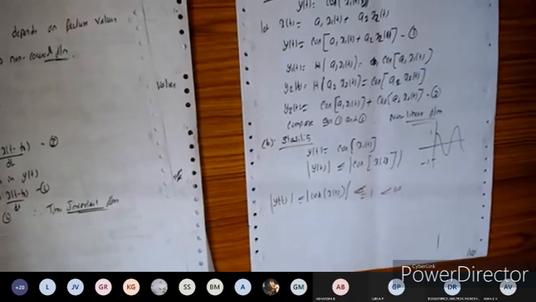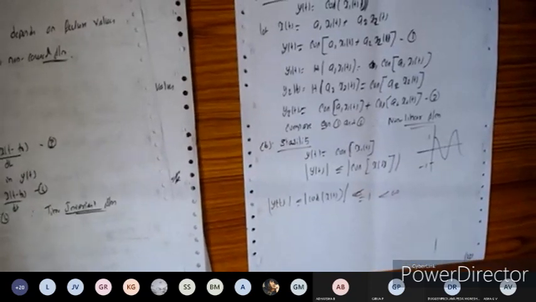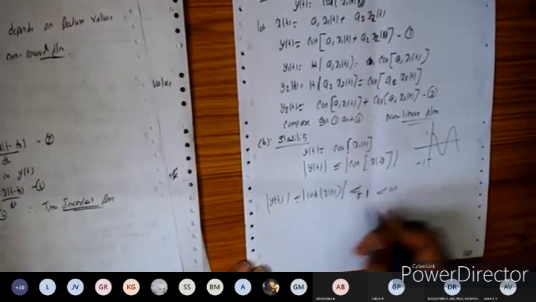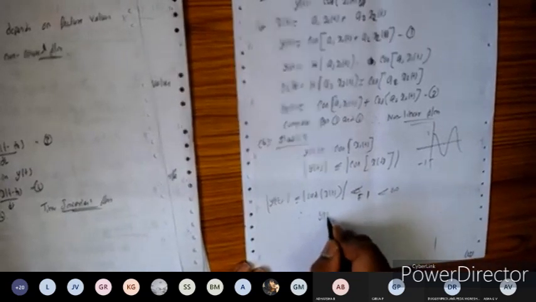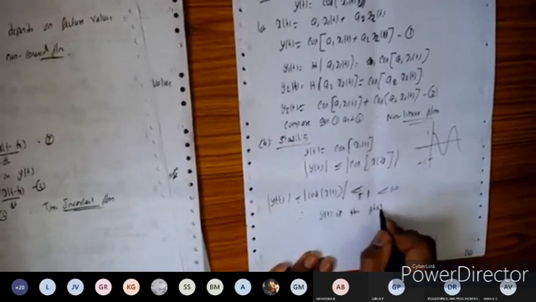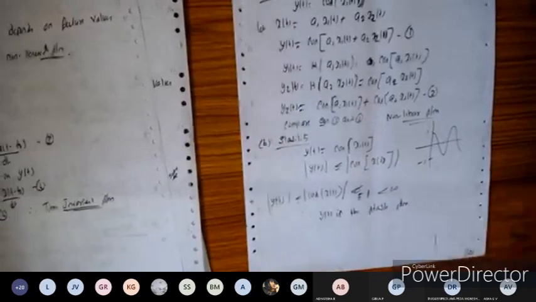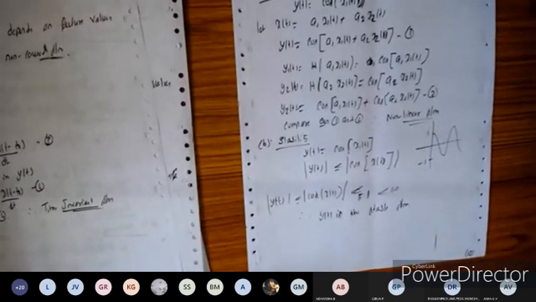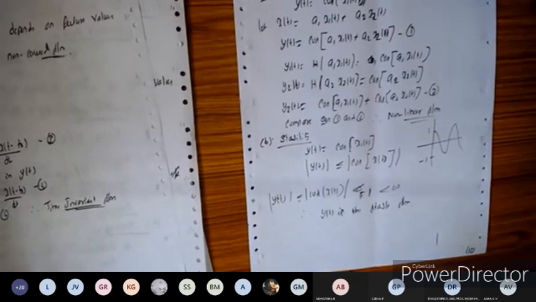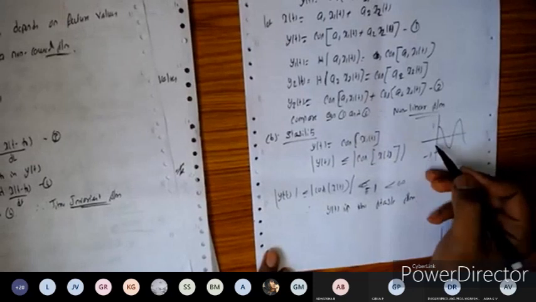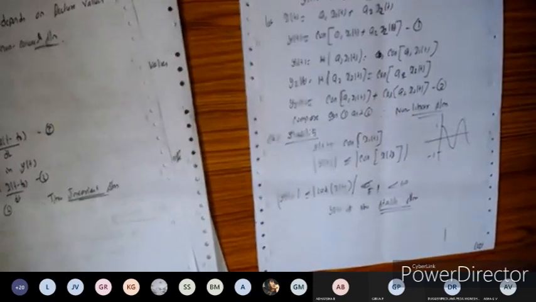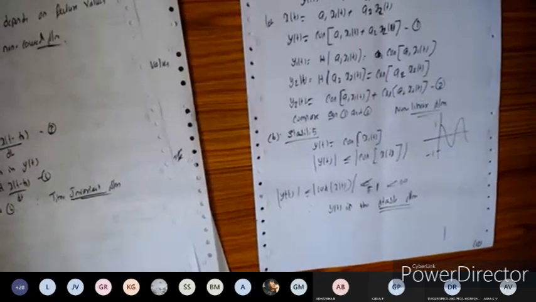So the given system is a stable system here. Got it now? The maximum value of the cos function will be 1 only, which is less than infinity. Therefore y of t is a stable system. The maximum value of cos will be plus or minus 1, so the given system is a stable system. Done, right? Any doubts in this one?